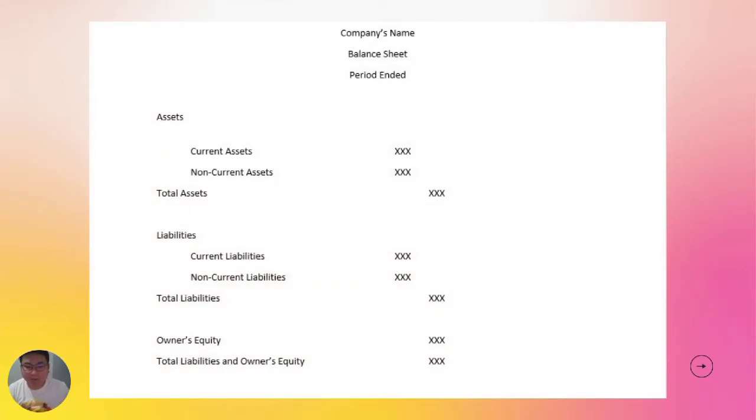Here, we have a sample of the format of the balance sheet. First, we have the company's name. Second, what kind of financial statement we are doing. Here, we are doing the balance sheet, and the period ended.